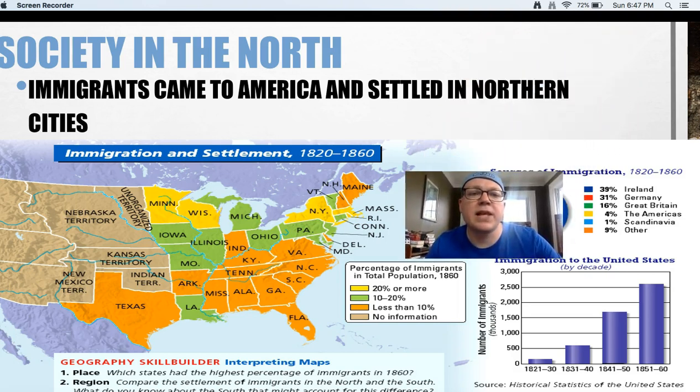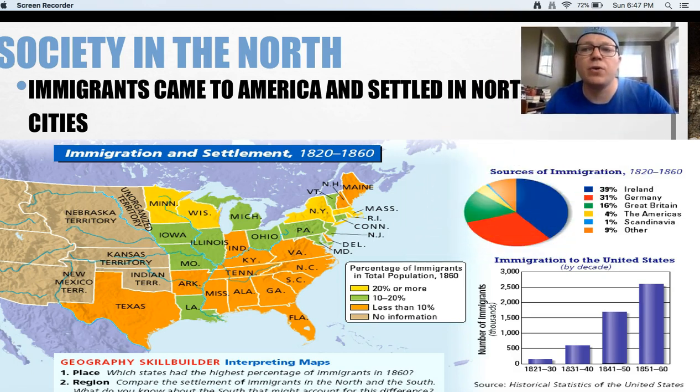All right. Society in the North. Immigrants are coming to America and settling in northern cities. Again, not many immigrants are coming knowing the language, so they're coming for jobs. Lots of those jobs are in cities where the factories are, and they're offering those to whoever can fill them because the factories need workers.